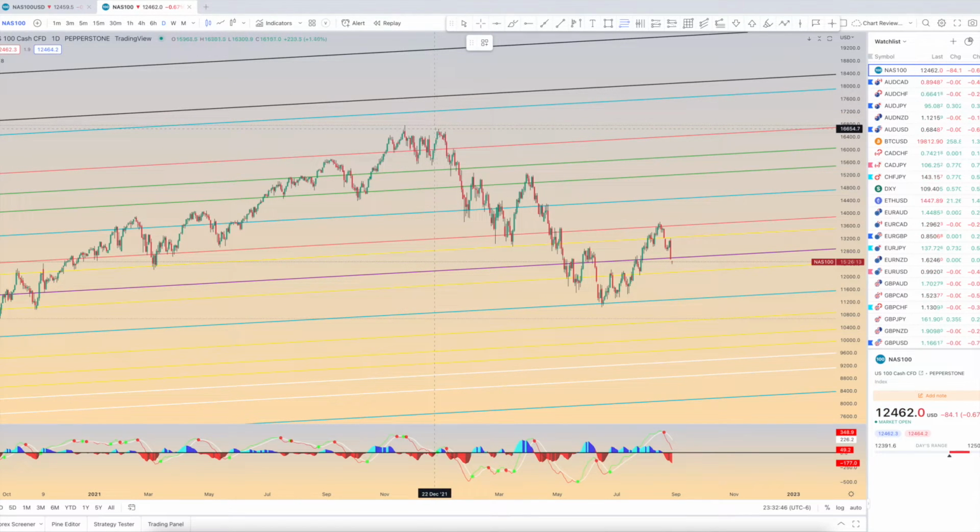For example, this is the last peak before a drop. So let's start the drawing there. We go all the way to the bottom there, and as you can see, 0.618.